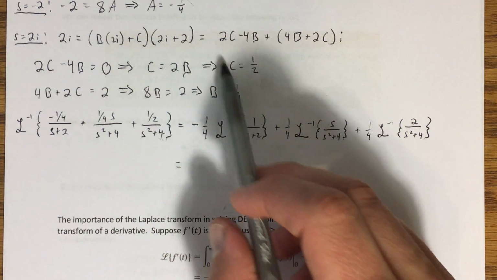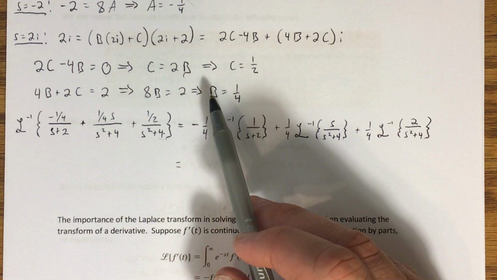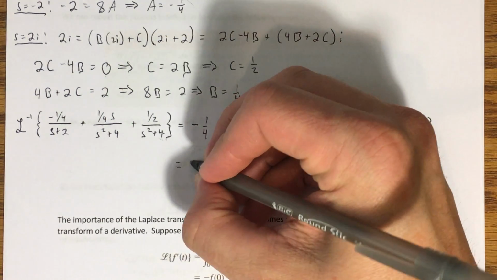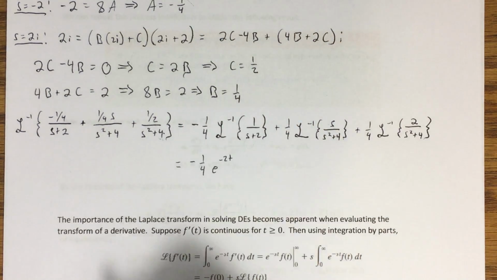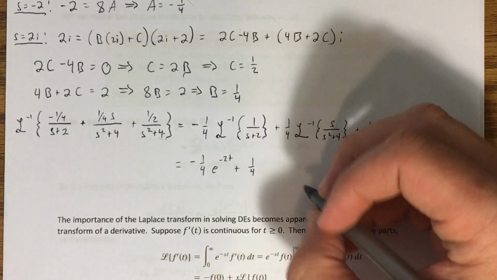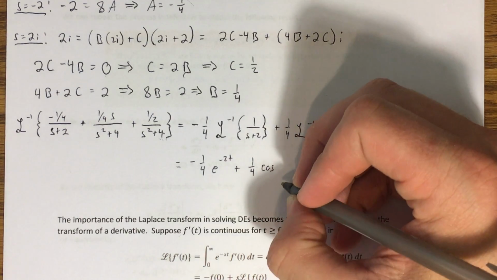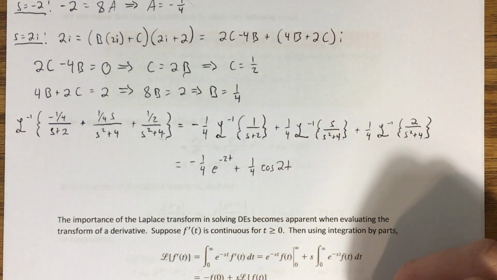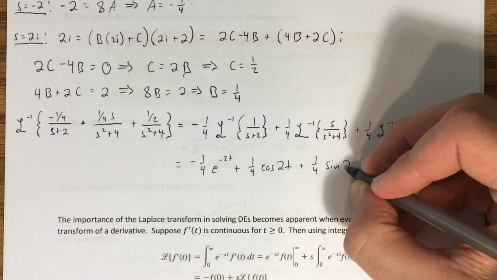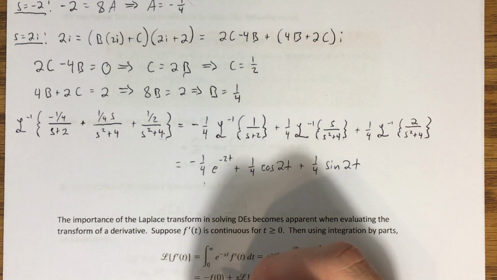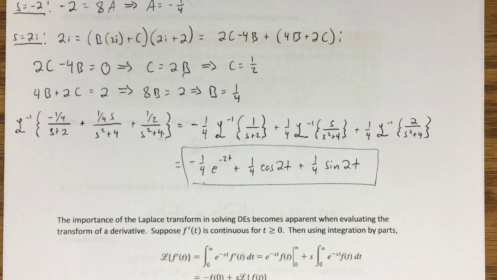Oh, hang on. I want to make sure I did that correctly. Yeah, okay. So negative 1/4 e to the negative 2t. That's what this becomes. Plus 1/4. This one matched our cosine of kt, so this becomes cosine of 2t. Remember, k is 2 here. Plus 1/4 sine of kt, that's 2t in this case. Okay? So that would be the inverse Laplace transform that we were looking for.